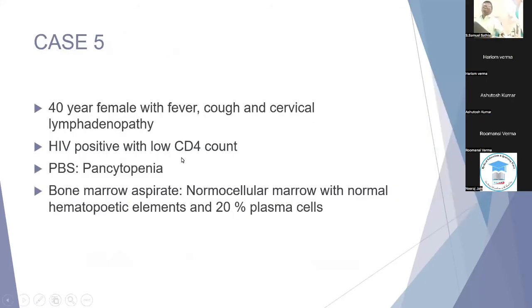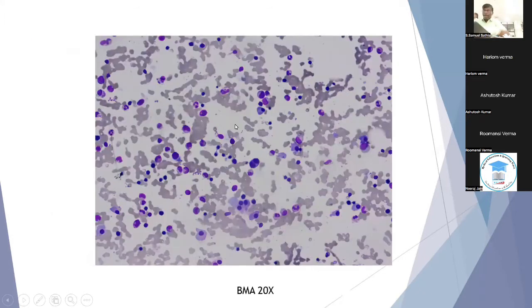This is the next case, a 40-year-old female with fever, cough, and cervical lymphadenopathy. Ideally, whenever we proceed with the bone marrow, before the procedure, we ask the patient to get all the viral markers done. In that, we noticed that this patient was reactive for HIV and she had a low CD4 count. Peripheral smear showed cytopenia and her bone marrow aspirate was done.